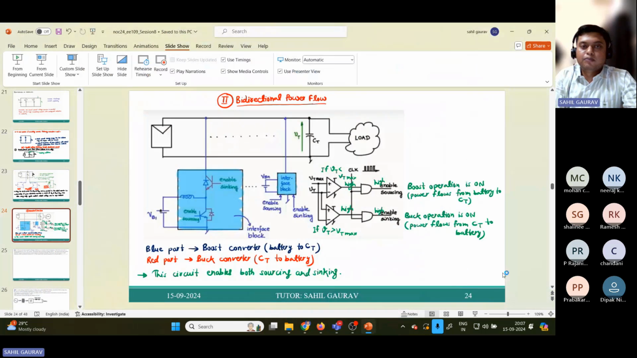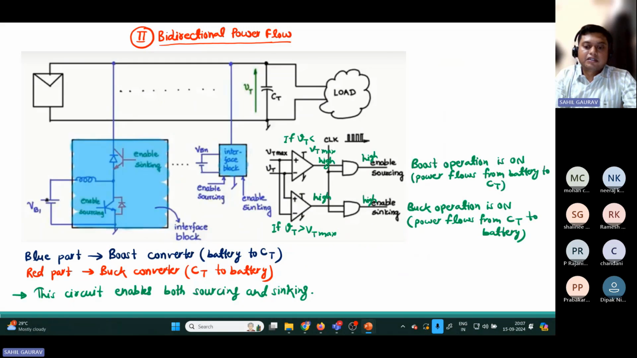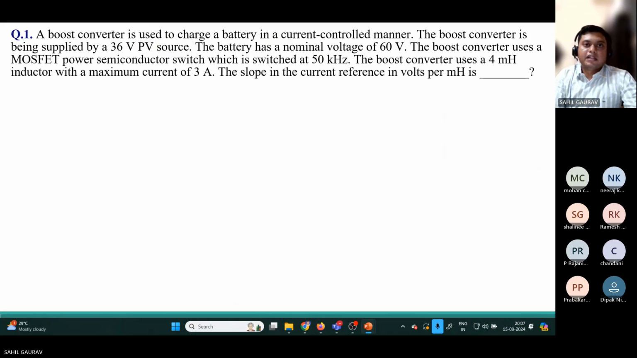So let us come to the problem. We will quickly solve the problem. We will not take that much time, and you can also solve the problem in parallel with me. So let us see the first problem.